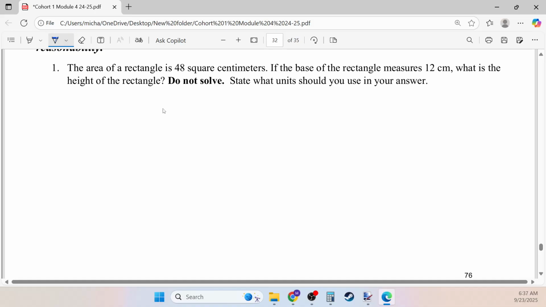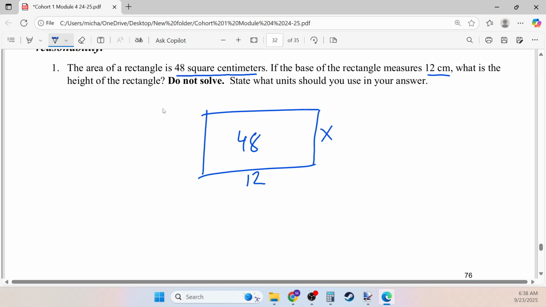The area of the rectangle is 48 square centimeters if the base of the rectangle is 12. So draw a rectangle, have 48 centimeters for the area, and the base is 12. We don't know the height. Think what units you should use in your answer.